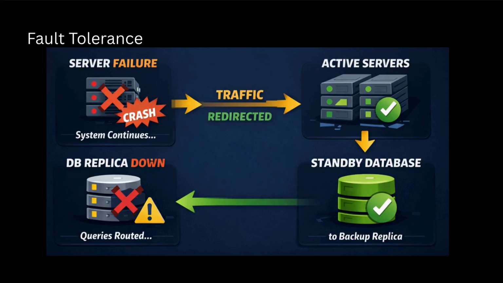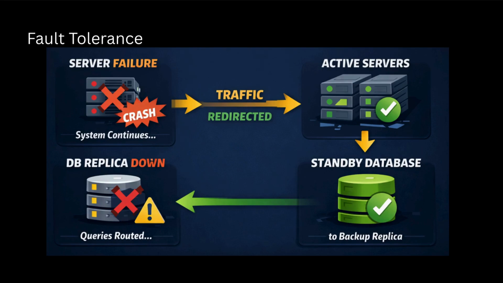blackout. For example, if one of your application servers goes offline, a healthy system automatically routes that traffic to a secondary server without the user even knowing. Similarly, if a primary database replica goes down, the system is smart enough to serve those reads from a different replica. The key takeaway here is that fault tolerance isn't actually about preventing failure, that's nearly impossible. It's about handling that failure gracefully so our business stays online.